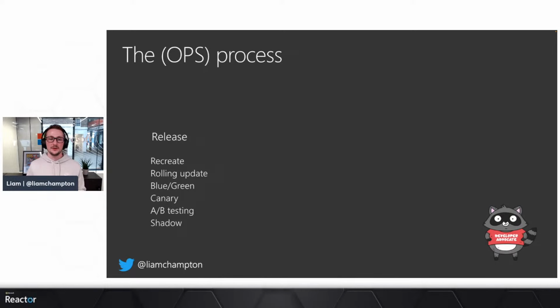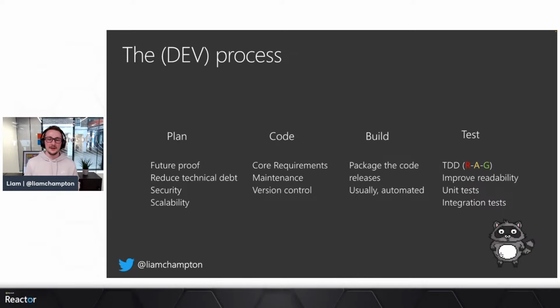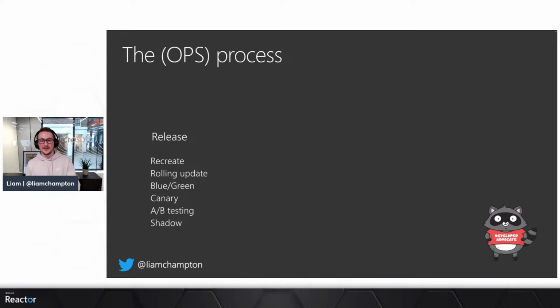The ops process. What happens in the ops process? So like I said, the pin was really at build, where it's usually automated. But in the ops process, this is now where we're moving to operations. Release. How are you going to get that code into production? Are you going to recreate what's already out there? Are you just going to replace the old version with the new version? You might get some downtime. Is that okay? Only you can tell me, because that is your development.